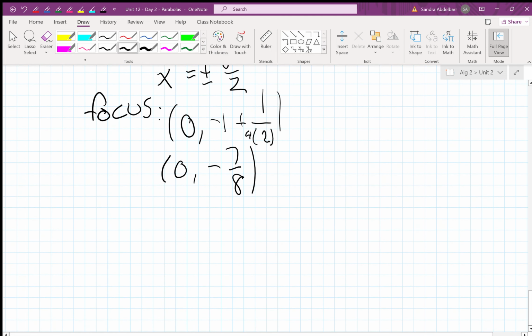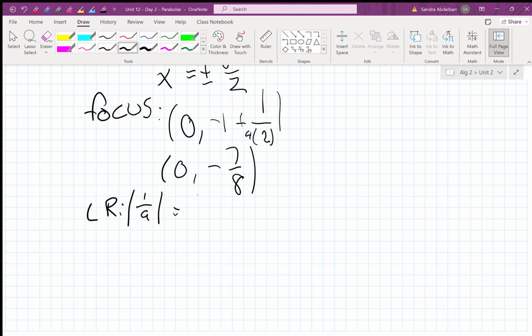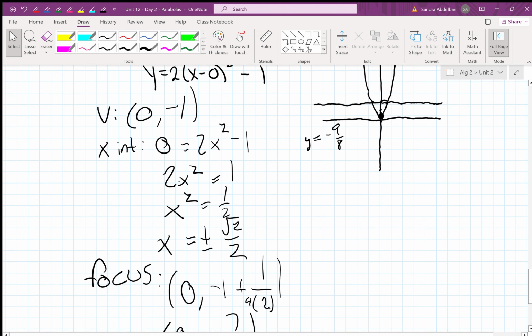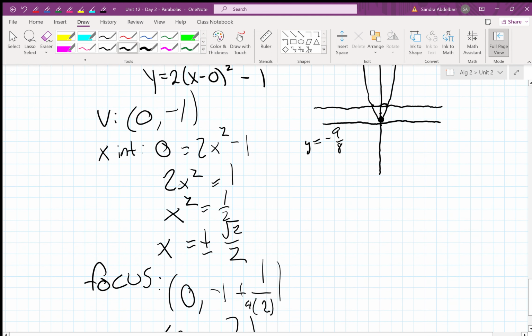So latus rectum, 1 over a, equals just 1 over 2. Can I just say that? Yeah. Which means the distance between here and here is 1 over 4. But I don't know how to write that. It's too small. No, you're fine.